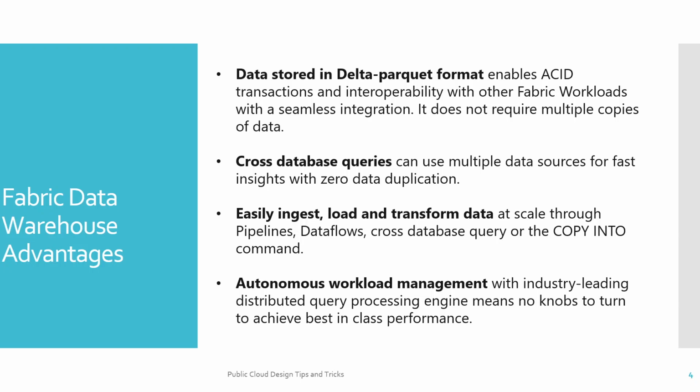The second one is cross database queries. It can use multiple data sources for fast insights with zero data duplication. Easily ingest, load and transform data. So it's ETL operations at scale through pipelines, data flows, cross database query, or the COPY INTO command. These are the capabilities within Fabric Data Warehouse. Autonomous workload management with an industry-leading distributed query processing engine means no knobs to turn to achieve best-in-class performance.